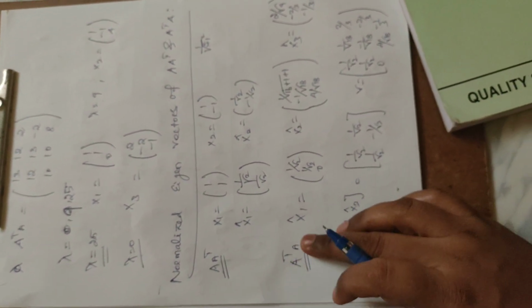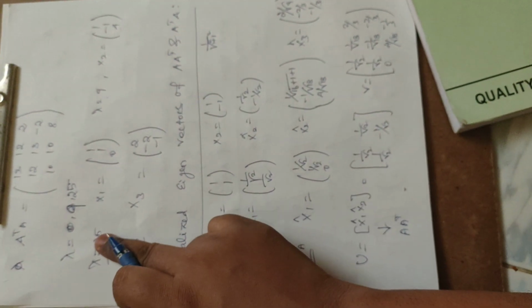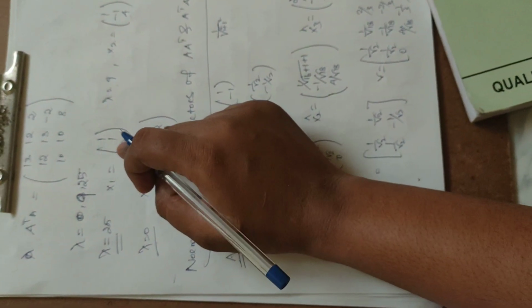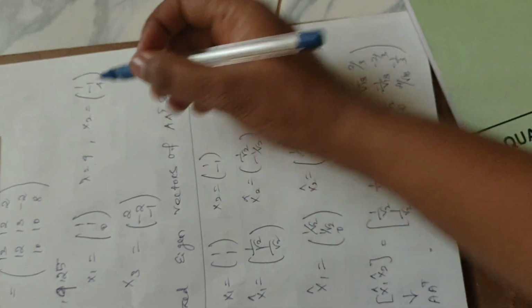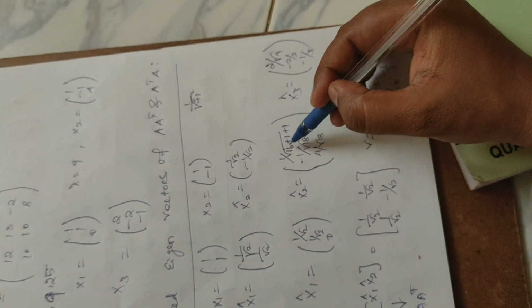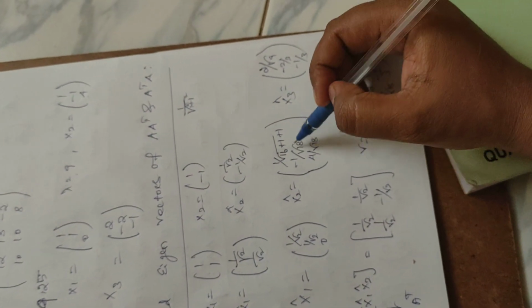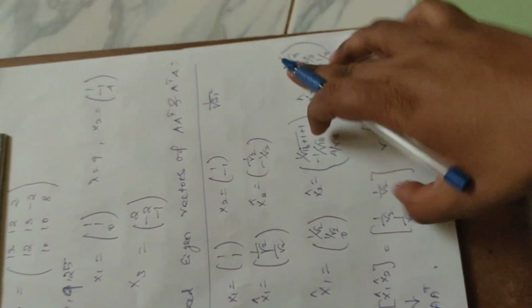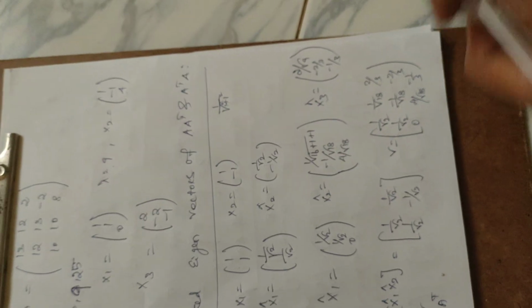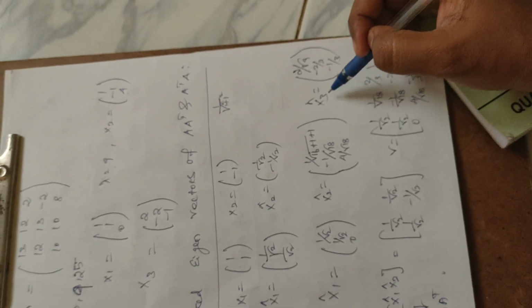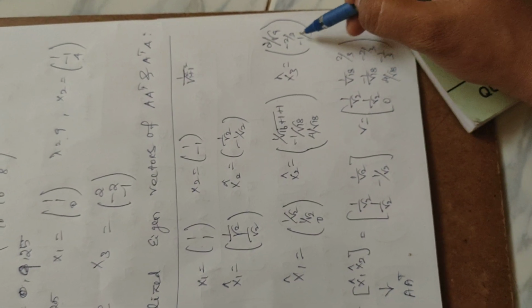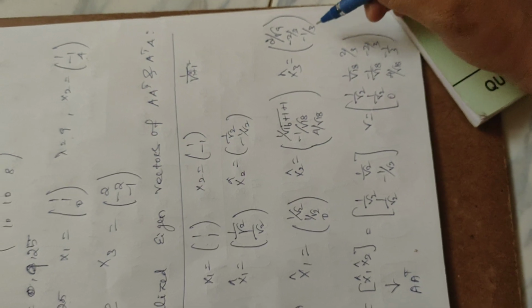Similarly for A transpose A, the first eigenvector is 1 1 0, so 1 by root of 1 square plus 1 square, that is 1 by root 2. For the second vector, 1 by root of 16 plus 1 plus 1, so totally 1 by root 18: 1 by root 18, -1 by root 18, 4 by root 18. Next, for 2 -2 -1, the corresponding is 2 by root 9, that is 2 by 3, -2 by 3, -1 by 3.